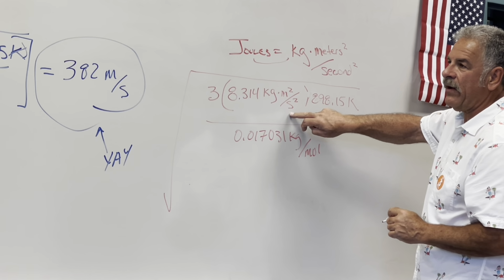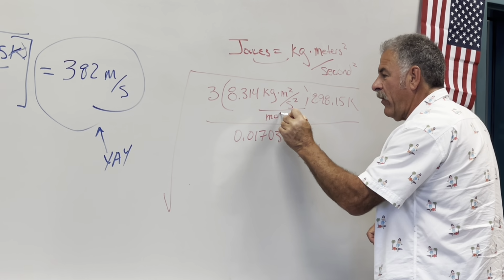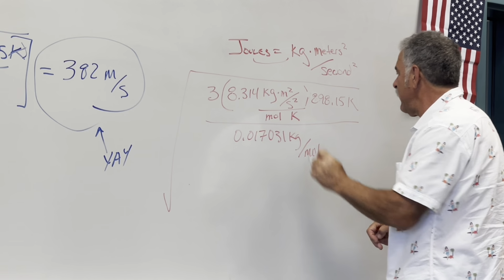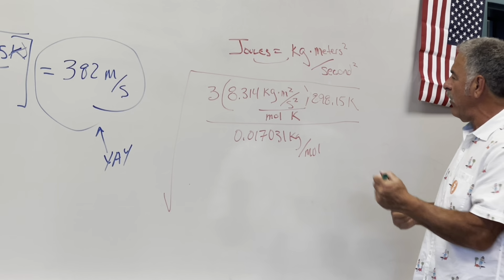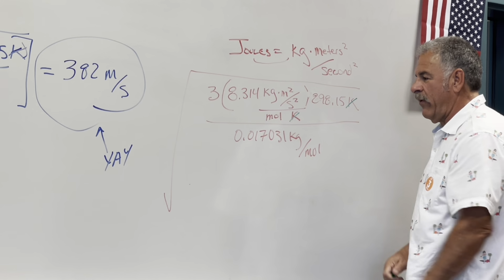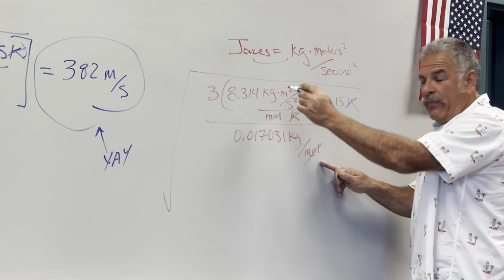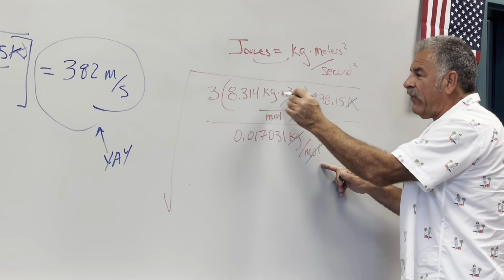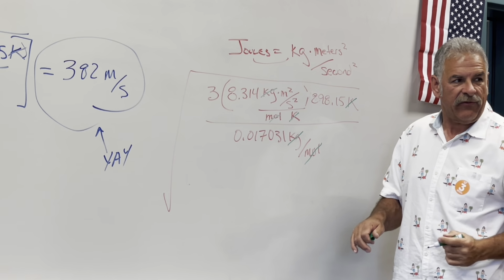And what did I leave out here? Oh, this is still moles K. All right. So now when we go to solve the problem, K's cancel, right? Moles cancel because the mole flips up top. Then we have kilograms cancel, and we're left with the square root of meters squared per second squared.